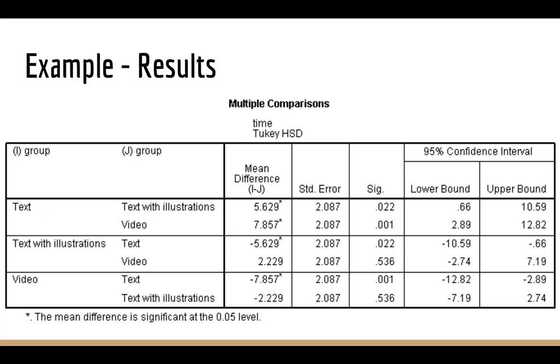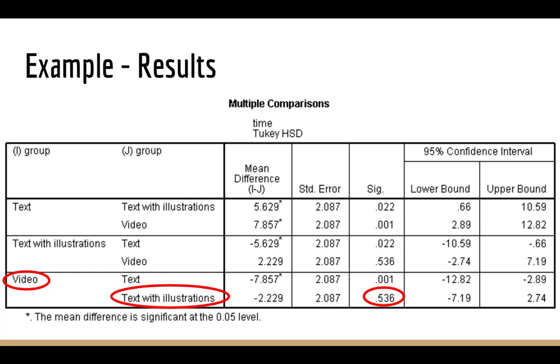So let's look at the third. This is where it gets redundant. In the next section down, it's text with illustrations. We've already compared that to text, so we don't need to do that again. So what we need to do is compare the third set, which is video, and the text with illustrations. Okay? Were those two different? For that, we follow that row all the way across, and we see no, they were not different.